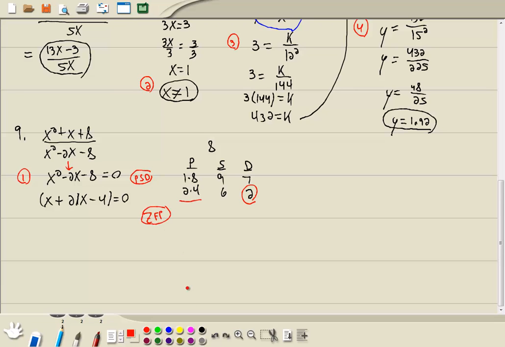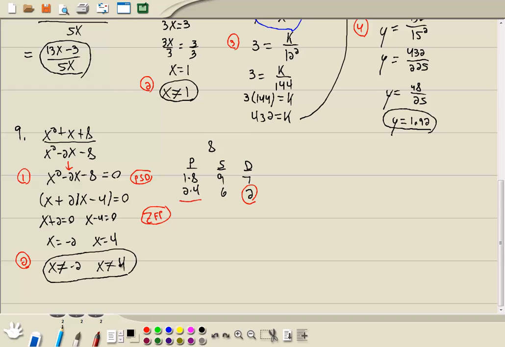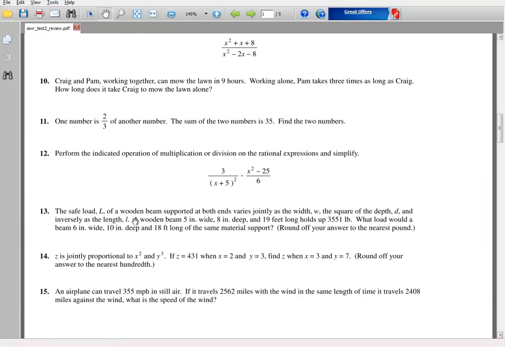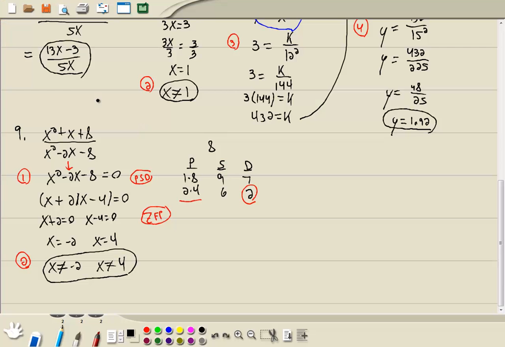Zero factor property says you get 0 on one side, you factor the other side, you set each factor equal to 0. So I'll set x plus 2 equal to 0 and x minus 4 equal to 0, which gives us x equals negative 2 and x is equal to positive 4. Now remember, these are the values we cannot have, so we'll put a slash through the equals, and x cannot equal negative 2 and x cannot equal 4. And those are our restrictions, or our domain. Let's start a new page.